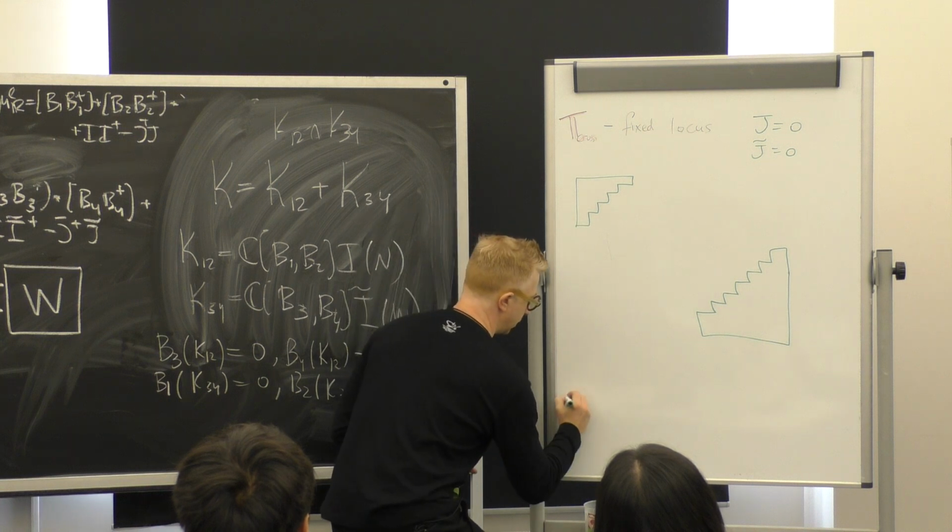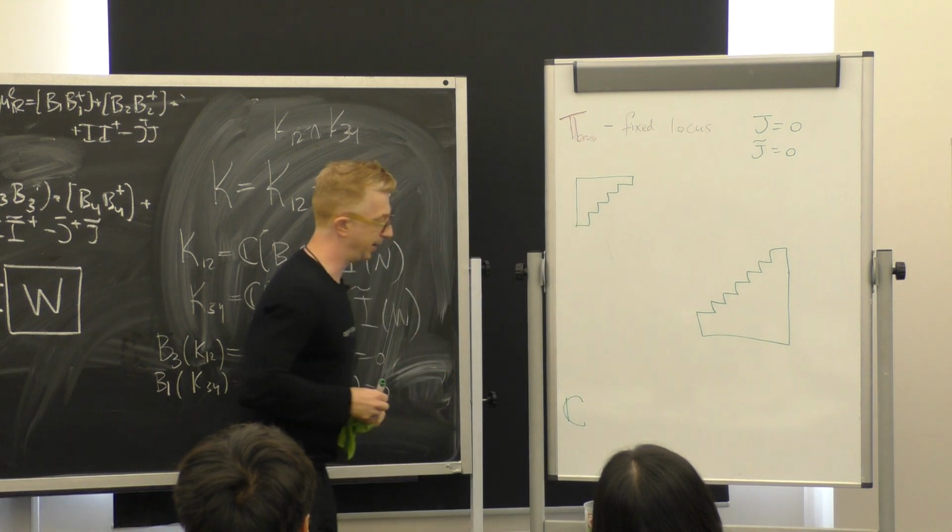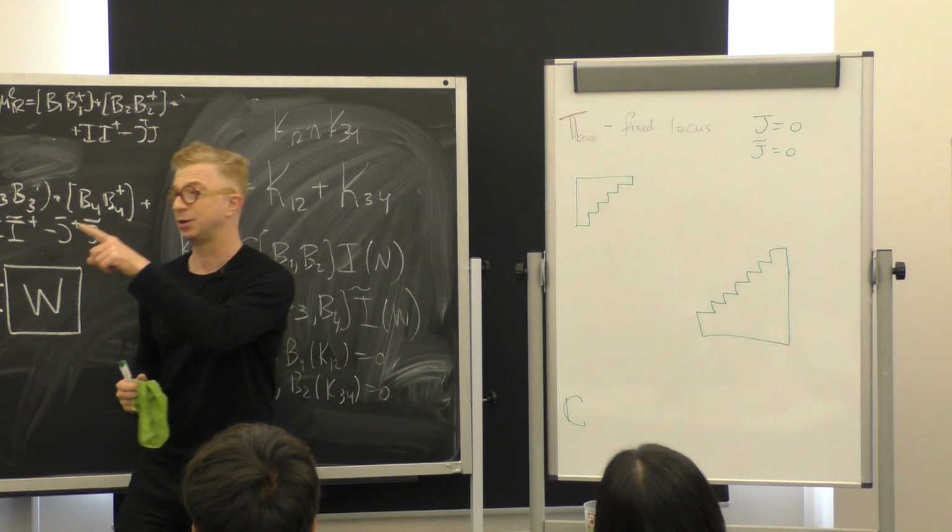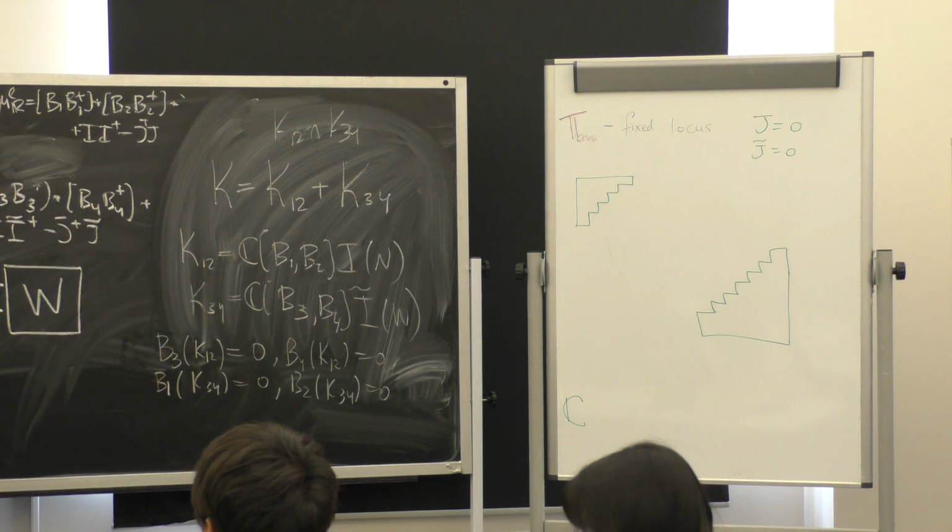So this is the C. I think there was a question at the end of Andrei's lecture: where do the equivariant parameters take values? Ah, thank you.